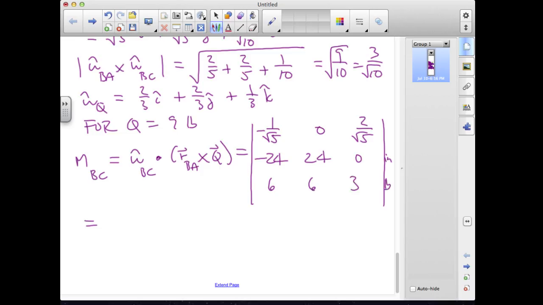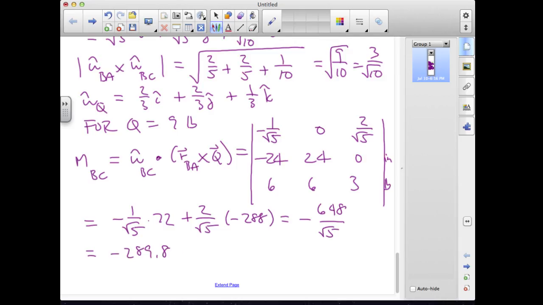And the result there will be minus 1 over root 5 times 24 times 3, which is 72, minus 0, we get nothing from the middle column, and then plus 2 over root 5, minus 144, minus another 144, so minus 288, and that result turns out to be minus 648 over root 5 inch-pounds, which is equal to minus 289.8 inch-pounds.